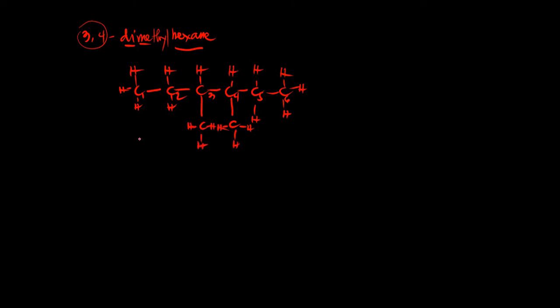Okay. And how to write the structural formula for this one? Just copy: CH2, CH, CH3, CH, CH3, CH, this is a 2, and this one. And then the line diagram.